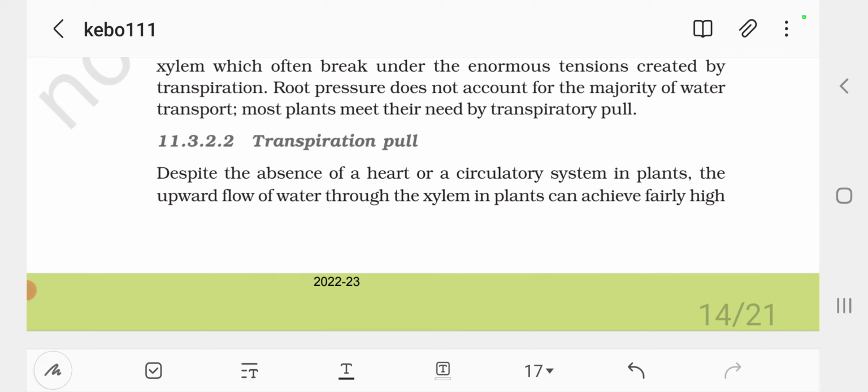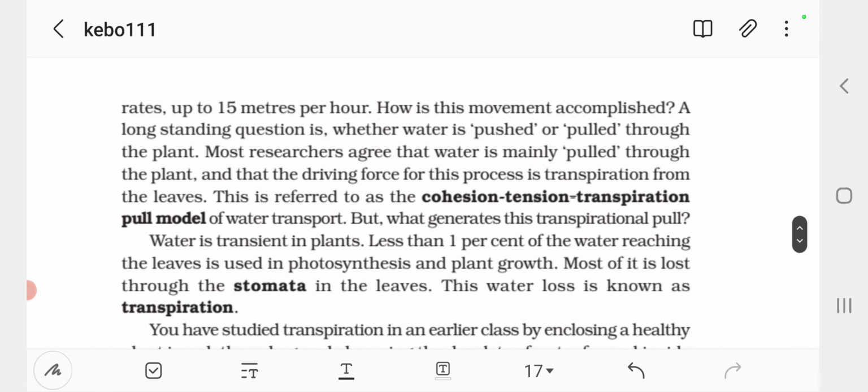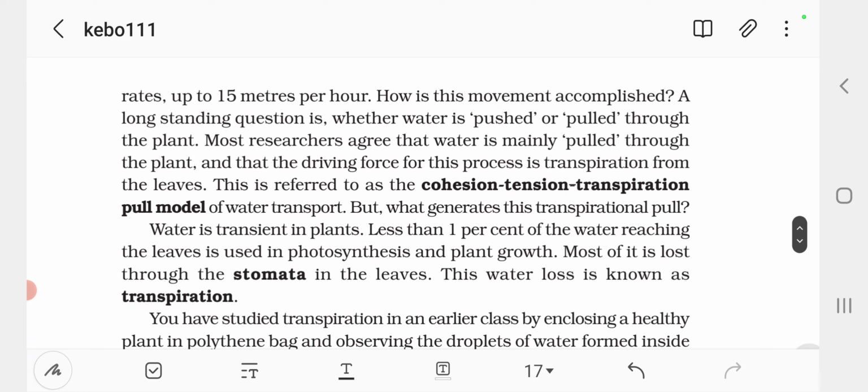11.3.2.2 Transpiration pull. Despite the absence of a heart or a circulatory system in plants, the upward flow of water through the xylem can achieve fairly high rates, up to 15 meters per hour. How is this movement established or accomplished? A long-standing question is whether water is pushed or pulled through the plant. Most researchers agree that water is mainly pulled through the plant, and the driving force for this process is transpirational pull from the leaves. This is referred to as the cohesion-tension transpirational pull model of water transport.